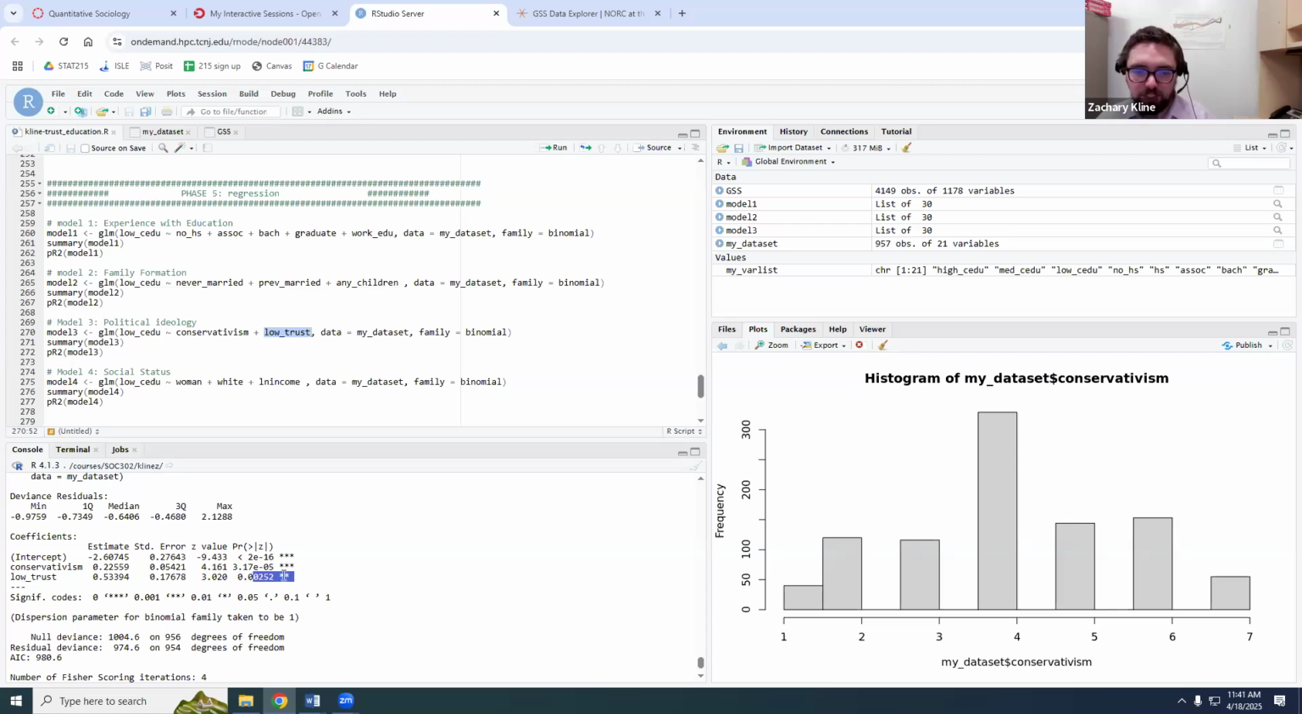And this effect is statistically significant, so we can be fairly confident that the probability of low confidence in education is different for those with low trust, even after accounting for or controlling for how conservative they are.